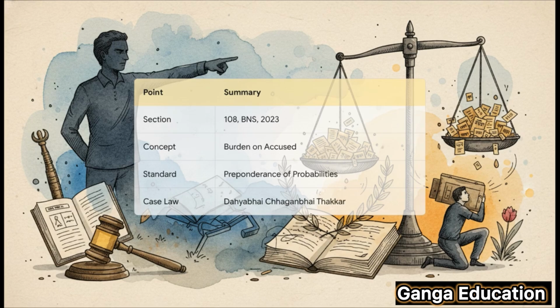The section is 108 of the BNS. The core concept, the burden of proving exceptions is on the accused. The standard of proof for them is preponderance of probabilities. And a key case to remember is Dayabai Choganbai Thakur. These points are the most critical takeaways for your examination.